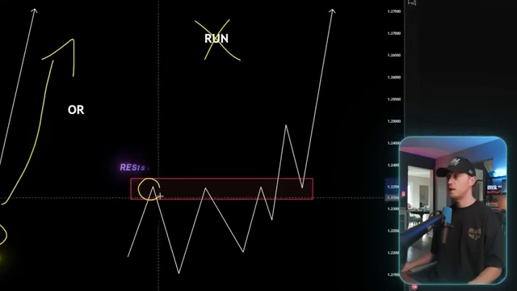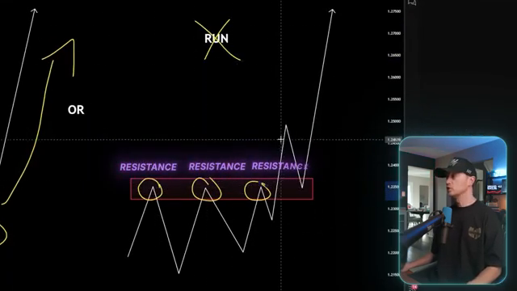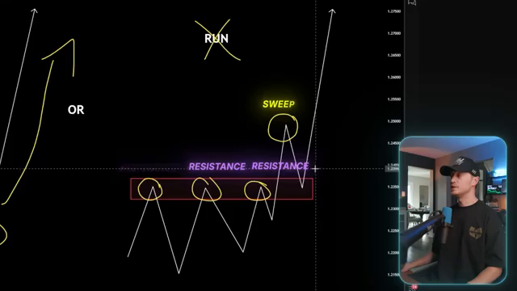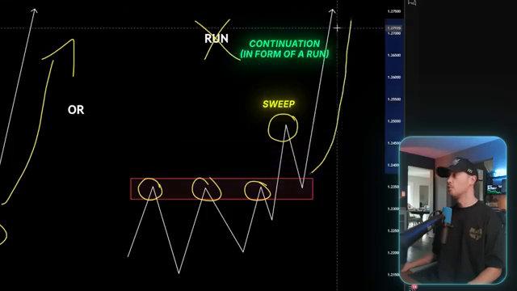In this example, obvious level of resistance. Looks like we're getting a sweep here, but instead we get continuation in the form of a run.